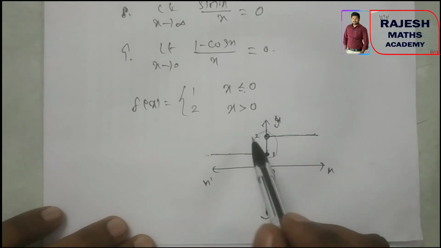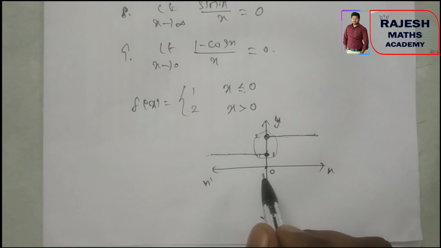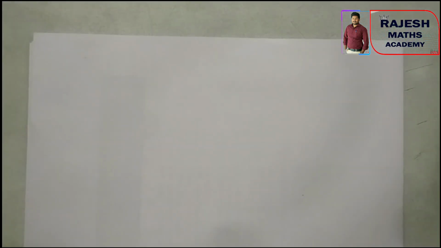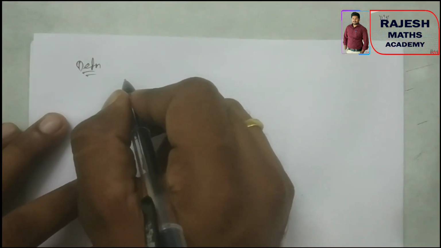If I want to prove a function is continuous or discontinuous, if you want to check, it means at every point I need to draw the graph. It is not possible, or not practical always. So we are using the definition of continuity. What is the definition of continuity?